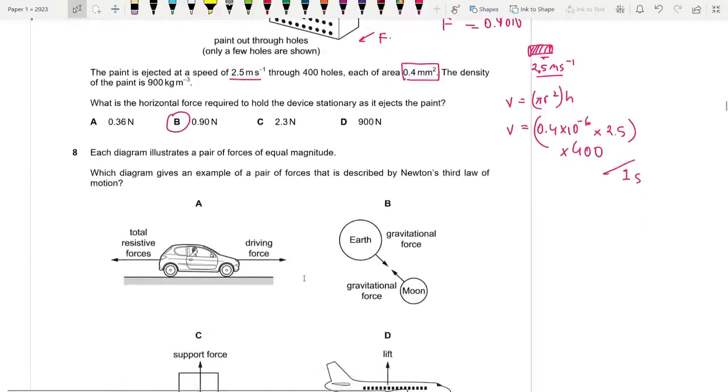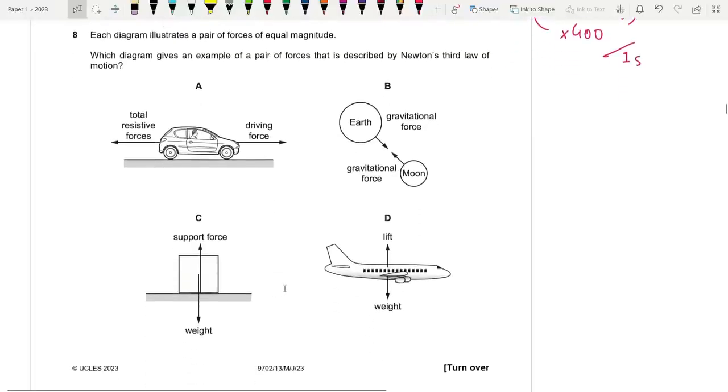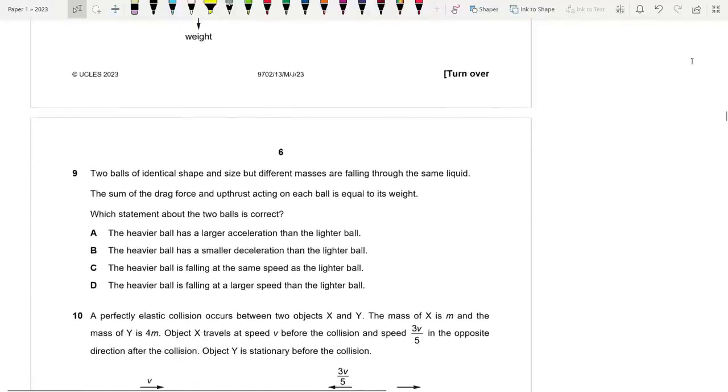Next, number 8, each diagram illustrates a pair of forces of equal magnitude. Which diagram gives an example of a pair of forces that is described by Newton's third law of motion? Okay. Clearly, it is B. We solved a similar question in variant paper 1-1. Basically, it has to be of the same type, number one. And since the Earth is pulling the moon with a gravitational force, the moon is also pulling the Earth with a gravitational force.